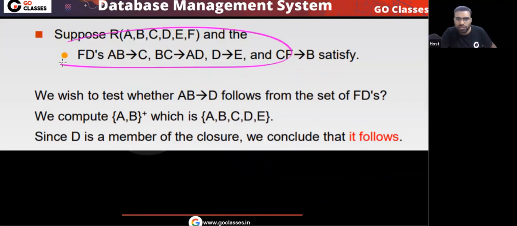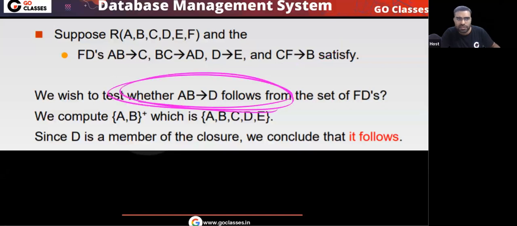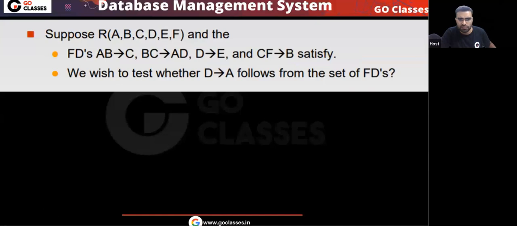So I can say that from this set of functional dependencies, from this FD set, you can infer this FD. You can derive this FD. Tell me the answer for this question.